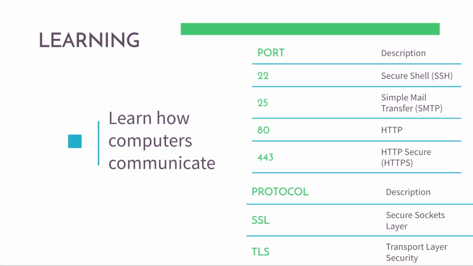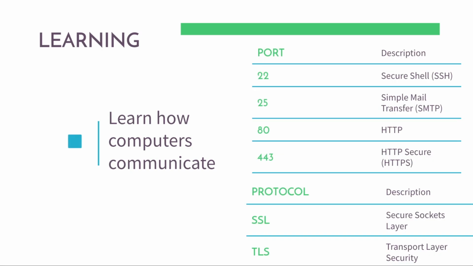So ports are communication endpoints that allow computers to talk to each other in various secure ways. We have port 22, 25, 80, 443. These are things like HTTP, HTTPS, things that you may have heard about, but it's important to learn a little bit about what ports are available, which ones you have to turn on and off in your server.